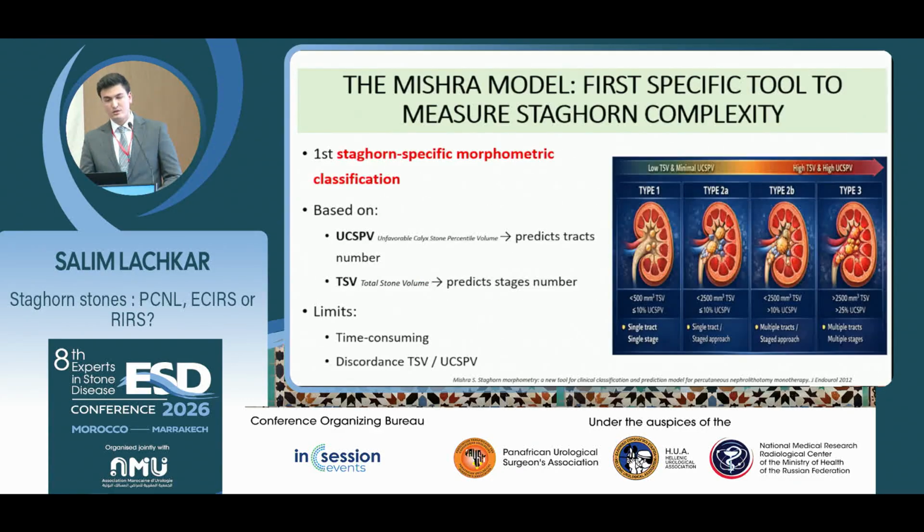In 2012, the Mishra team published the first specific staghorn morphometric classification. And this is very interesting for two things. First, of course, because it's specific to the staghorn, but also because it's based on the total stone volume, but also the morphology of the calyces. With the statistical analysis, we can predict the number of tracts that will be necessary to treat the patient, but also predict the number of stages that we use to treat the patient. The limit is, of course, that this is time consuming, so we can't use it for daily practice.